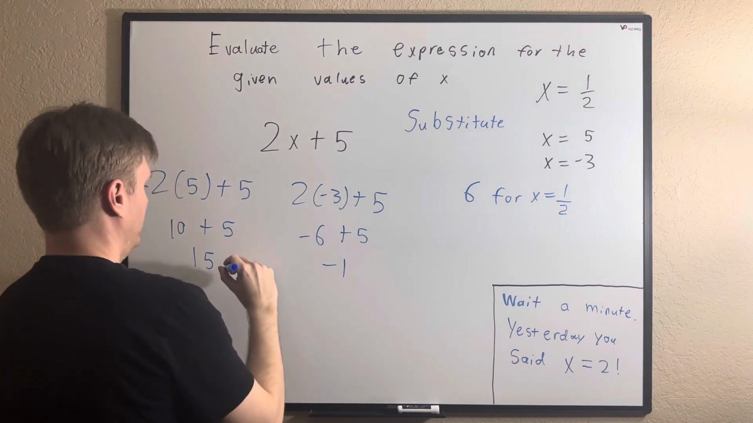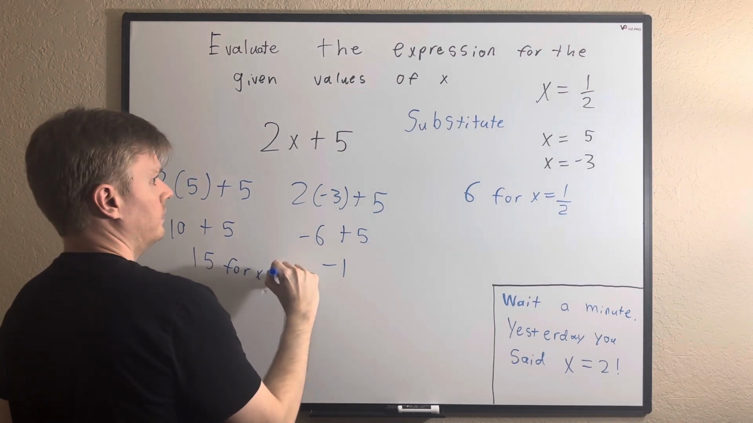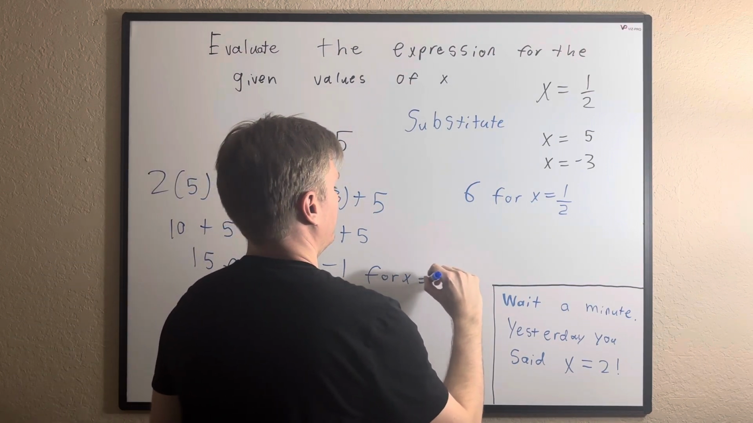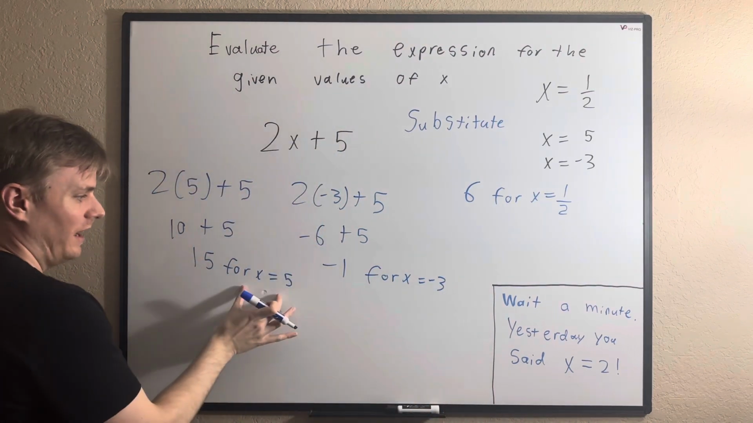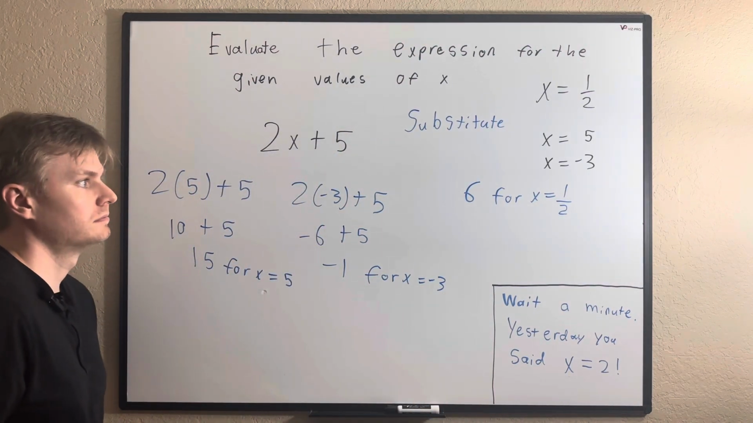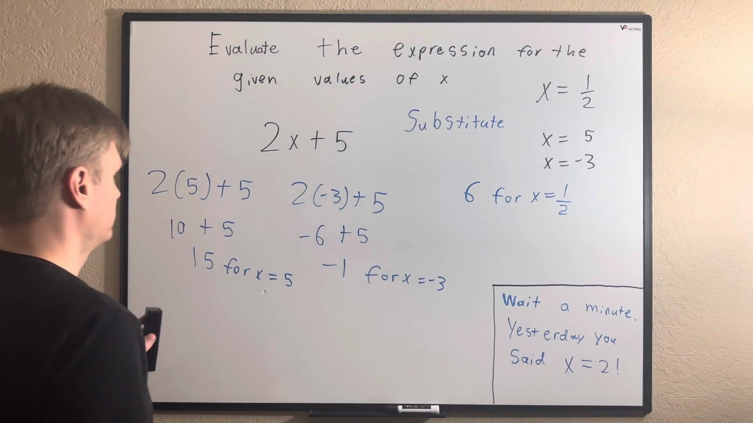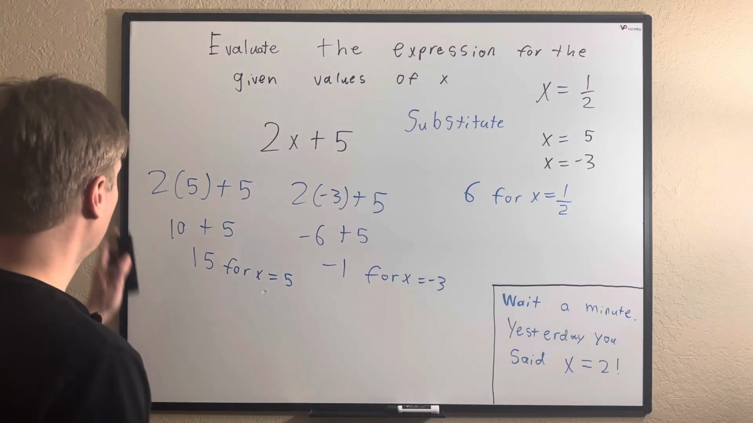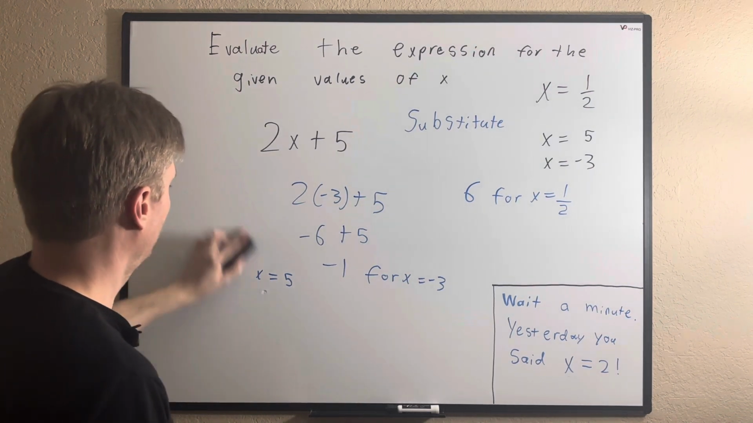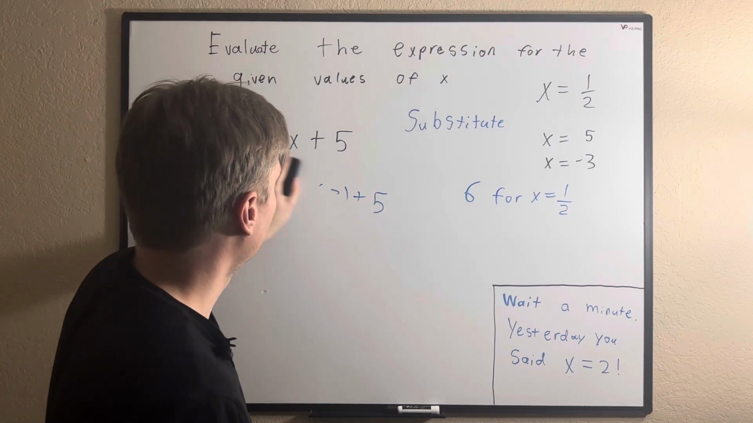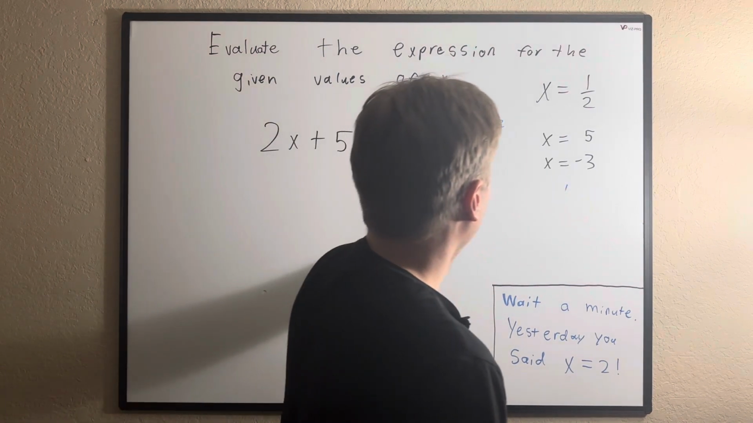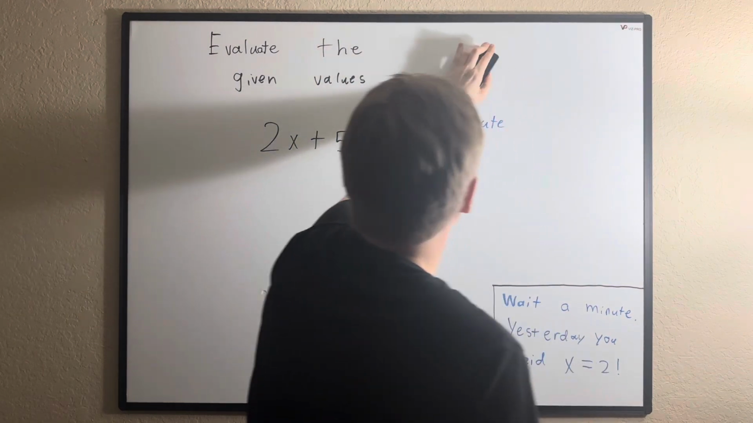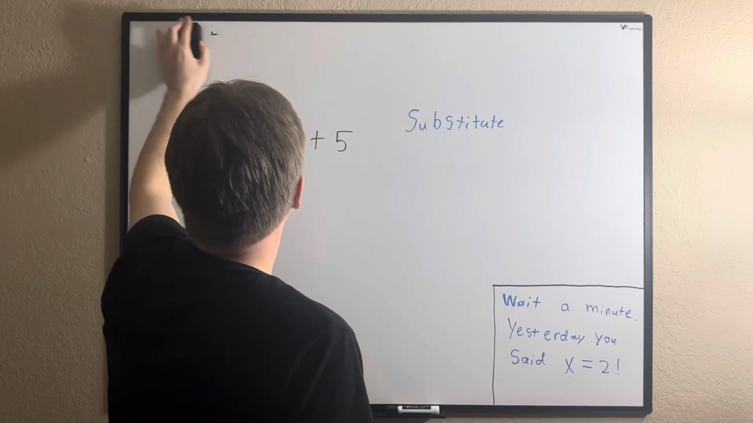So the answer is 15 for x equals 5 and -1 for x equals -3. Don't really have to write that out, but couldn't hurt. And that's evaluating expressions. That's it. It's that simple. Now, I'm going to go over some formulas. You'll see how that ties in to this in a minute, because I'm going to use that same word, substitute.